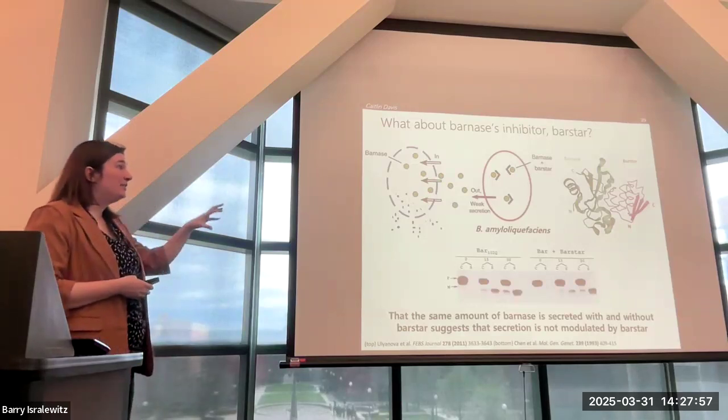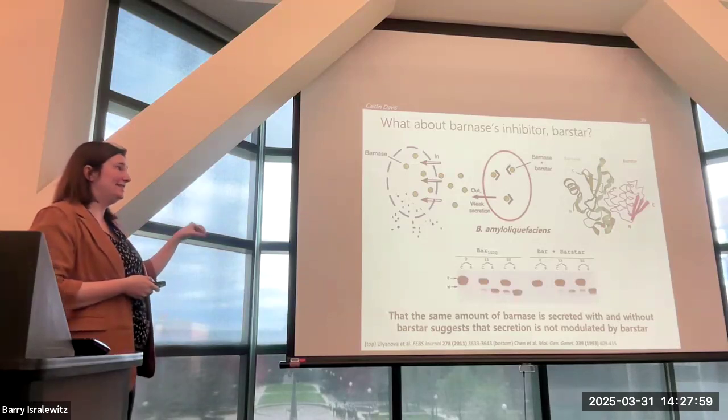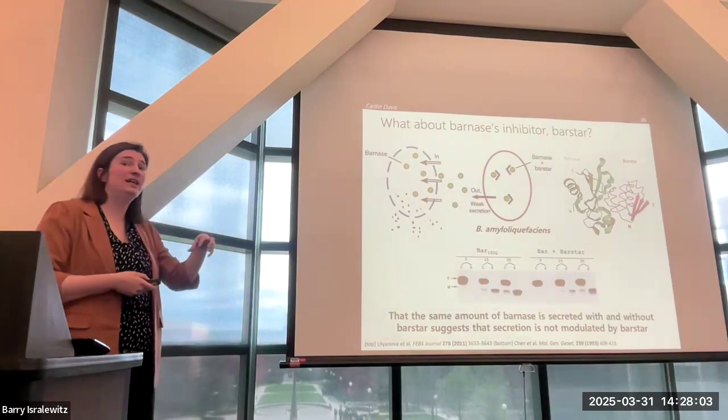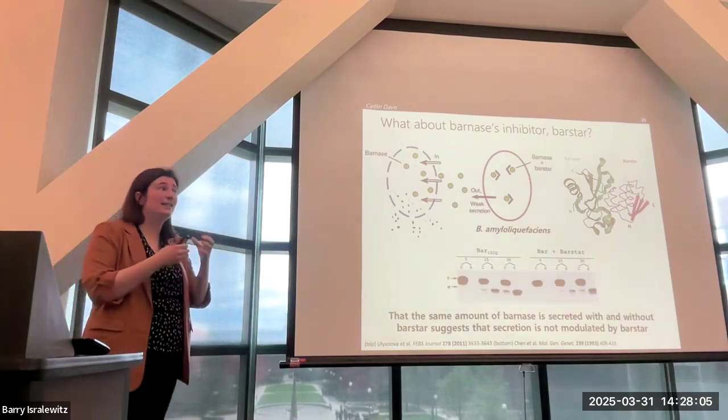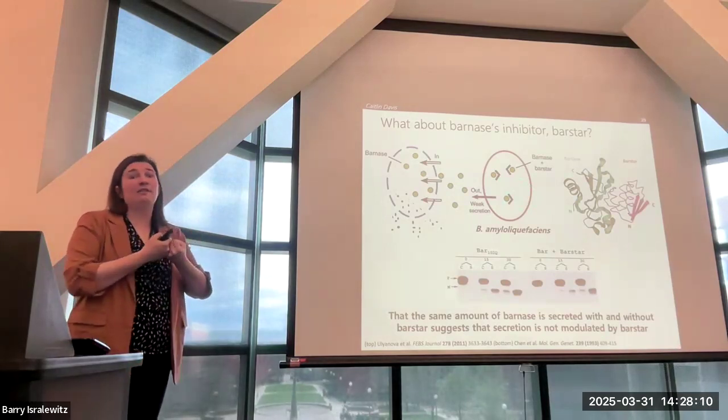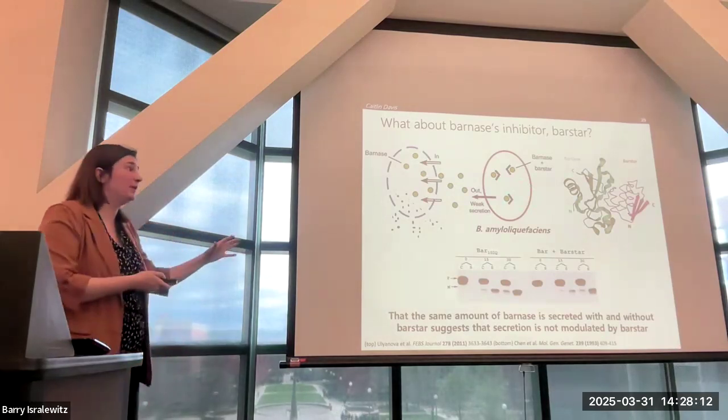And now barstar may be a way to protect the cell if any RNase gets back into it, but it's not related to the initial protection, because if RNase was expressed and then you found it in the cell, it binds barstar, it's never getting out because it's not going to release that for export.